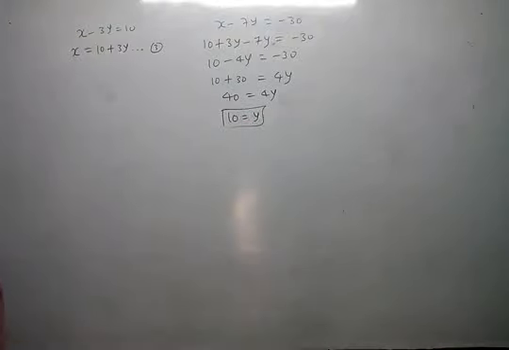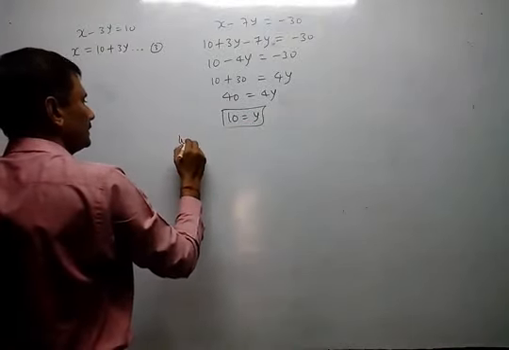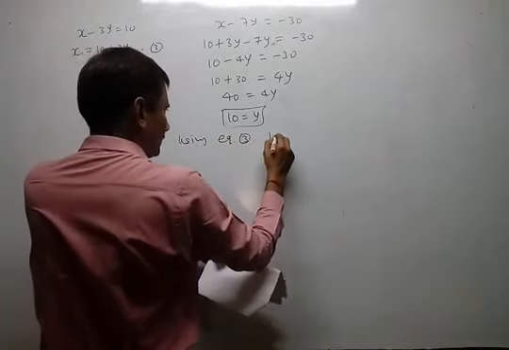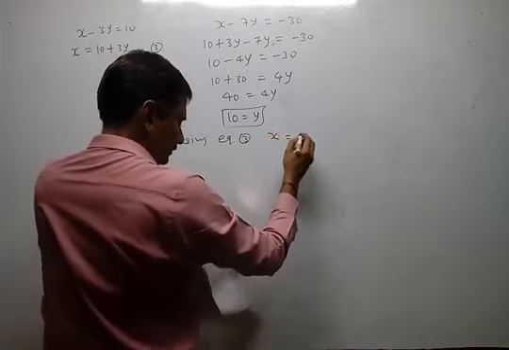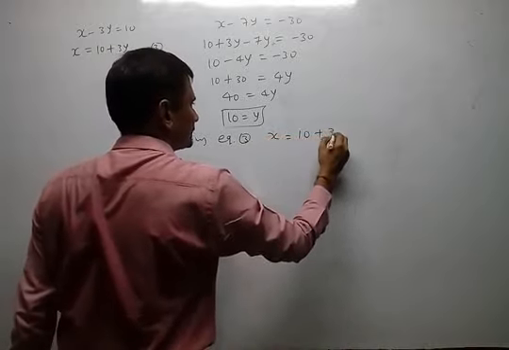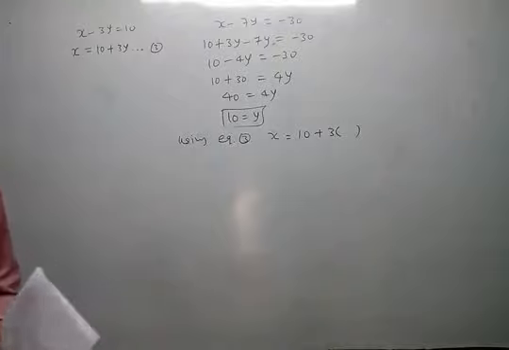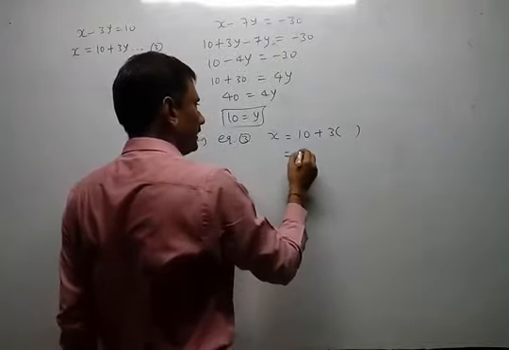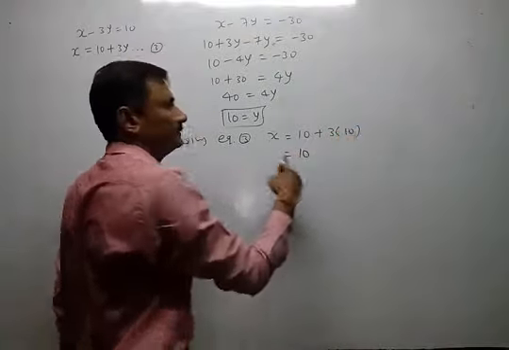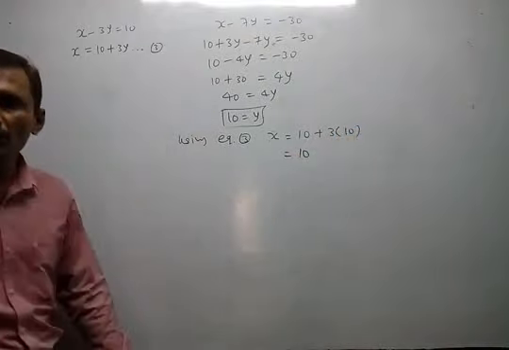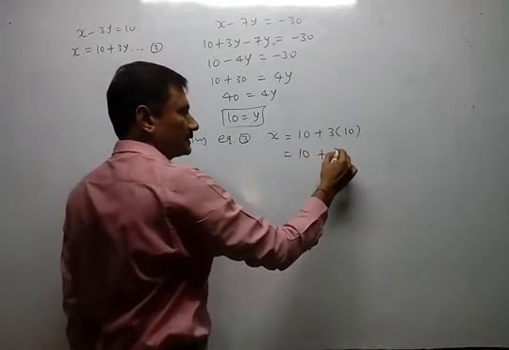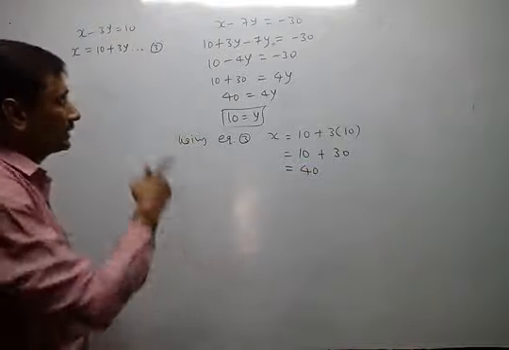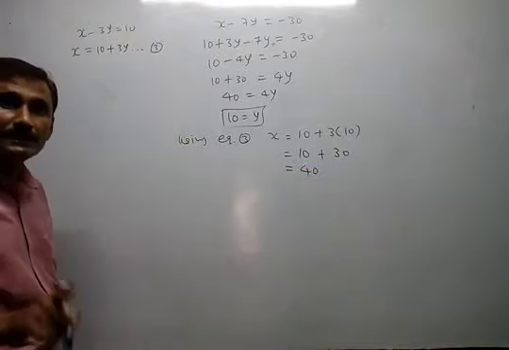Now use that equation. Okay, so using equation 3, x equal to 10 plus 3y. Now place that value. 10, 3y, y is 10. Instead of y, we have to write the value of y. So 10 plus 30. So it becomes 40. Now your answer should be again a statement only.